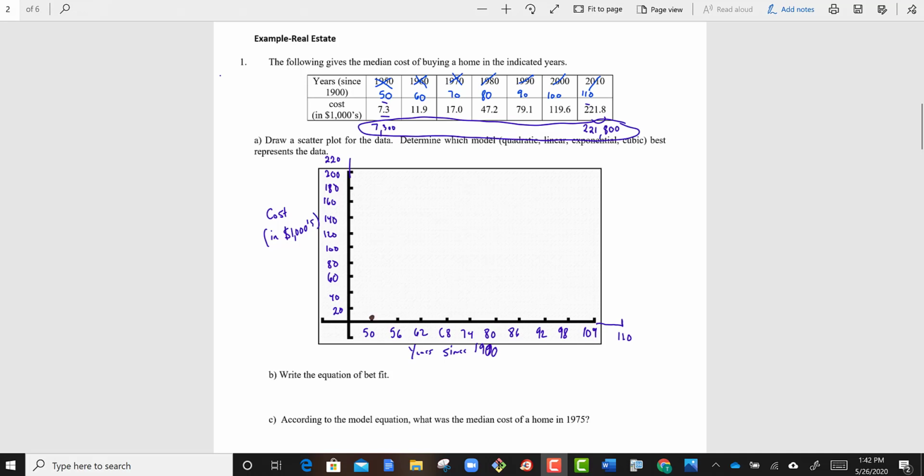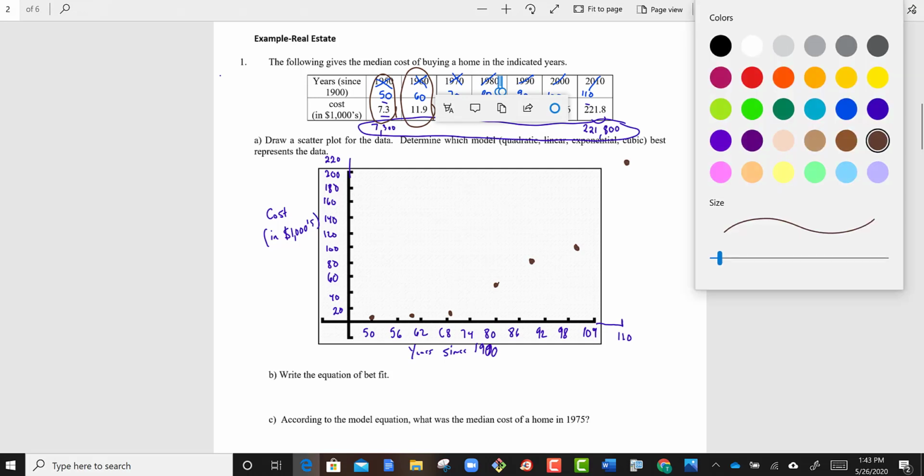And then finally, we're going to make our scatter plot. So my first ordered pair is the point 7.3, comma 50. My second ordered pair is 11.9 and 60. And again, these are just estimates. We're not going to be able to hit them right on the dot. You can see especially these first 3 points are tough to graph because they're all kind of in that 0 to 20 range on the cost.